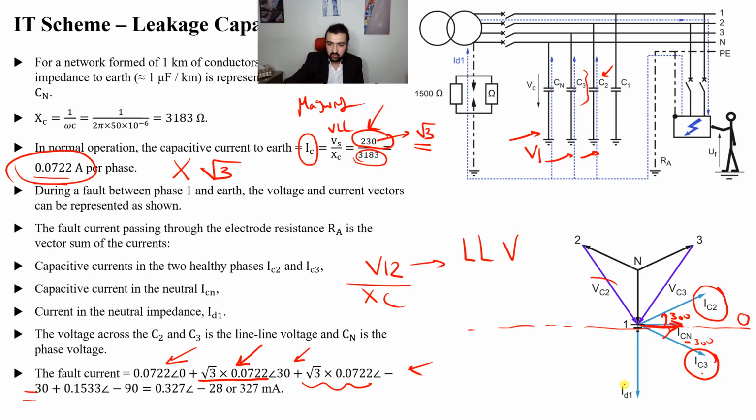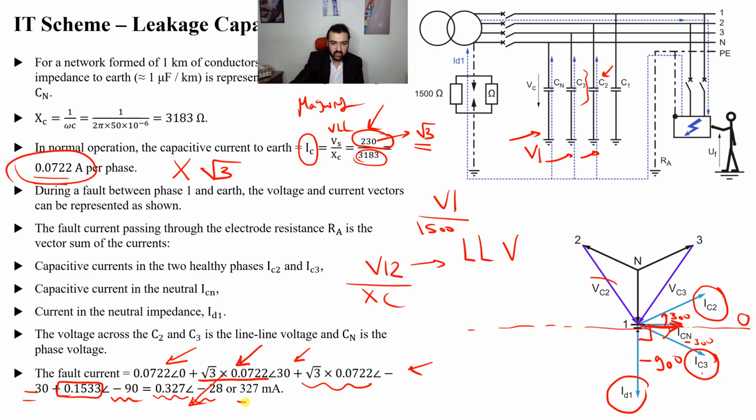Now lastly, for this one, according to this diagram, it has a negative 90 degrees. Its magnitude is simply V1 divided by 1500, which is 0.1533, which I obtained in the first slide of this video. When we add all of these vectors together, I'm going to get a magnitude and a phase. I don't care about this phase angle.